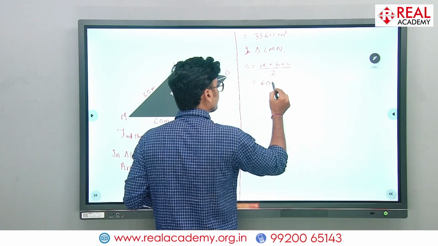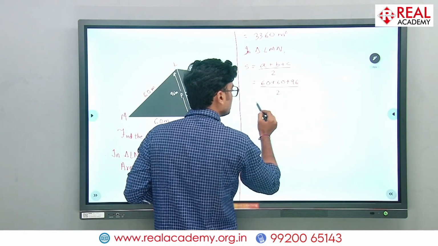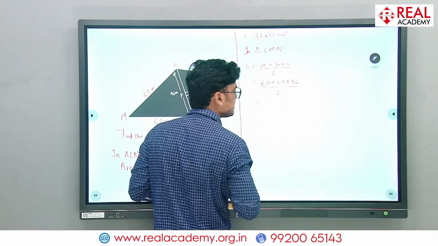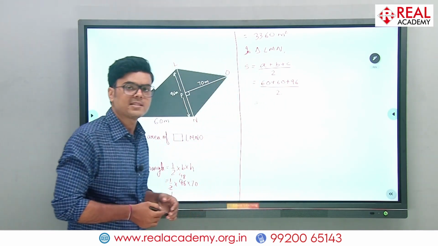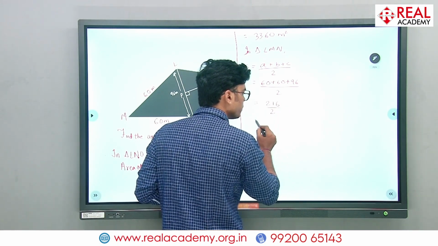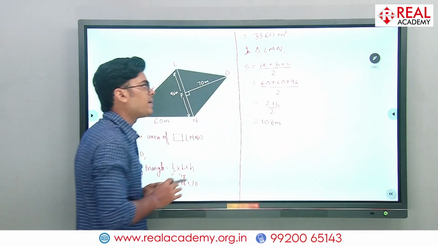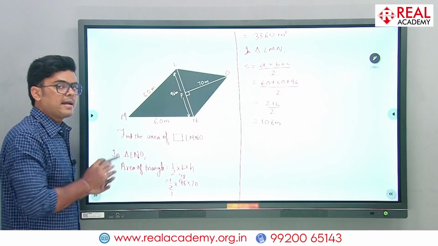So 60 plus 60 plus 96, divided by 2. This is equal to 60 plus 60 is 120, 120 plus 96 is 216, divided by 2. So the result here is 108 meters. The semi-perimeter here is 108 meters.